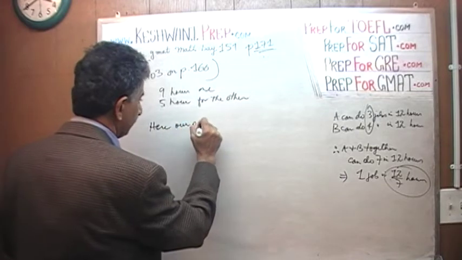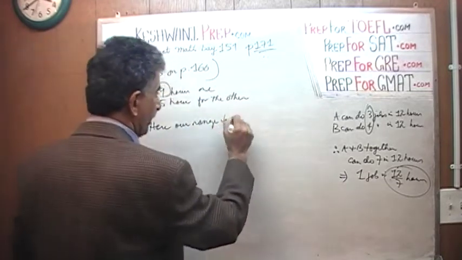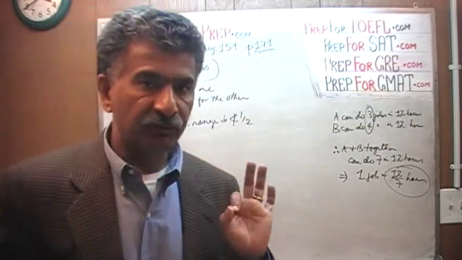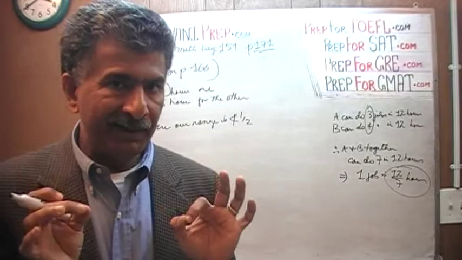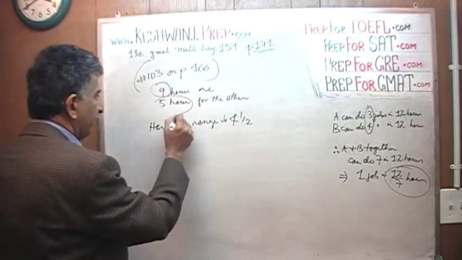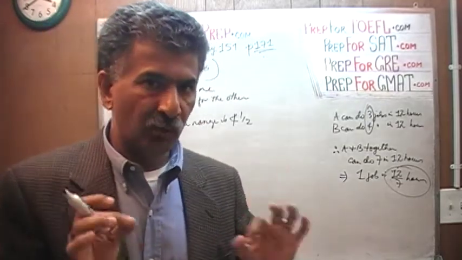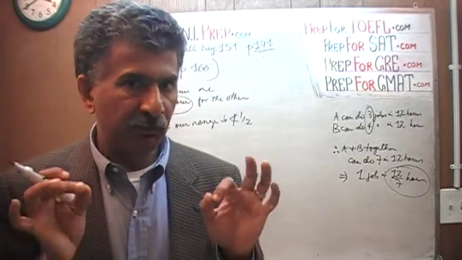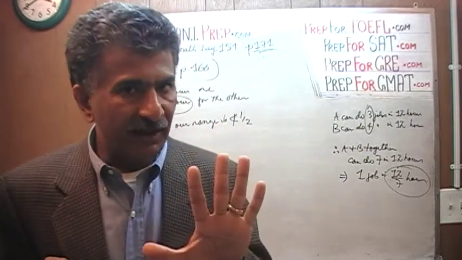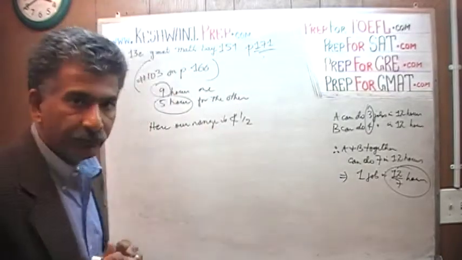Our range starts with half of that amount, which is 4.5. Why half of that amount? Because if the fast one, who can do it in 5 hours, were to work as slow as the slow one, and the slow one takes 9 hours to do the job, then 2 slow machines together should do it in 4.5 hours.